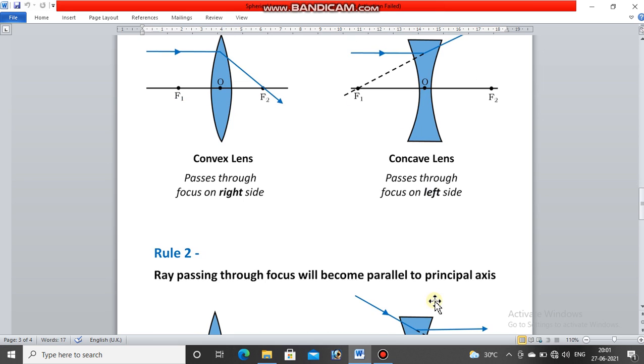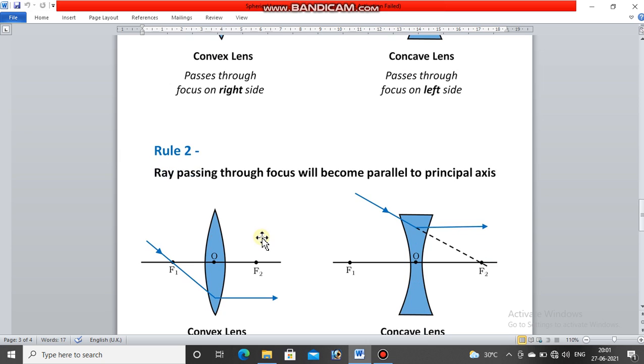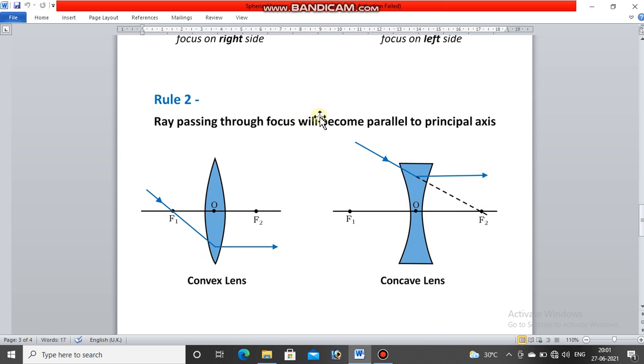Next we will move to rule 2, the second rule: a ray passing through the focus will become parallel to the principal axis. So if a light ray moves through the focus, after refraction it will be parallel to the principal axis. Similarly here also, if a light ray appears to be moving through the focus, after refraction it will be parallel to the principal axis. So this is about rule 2.